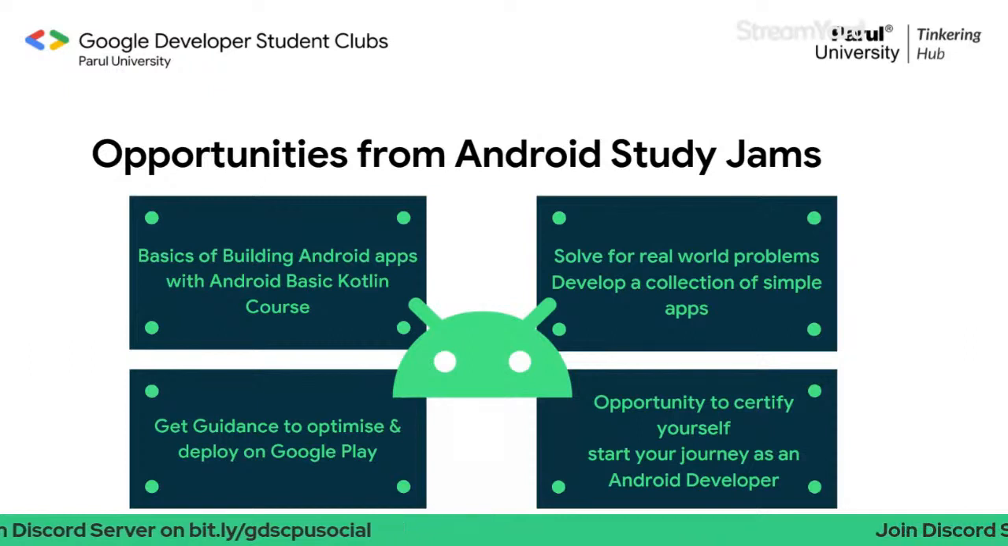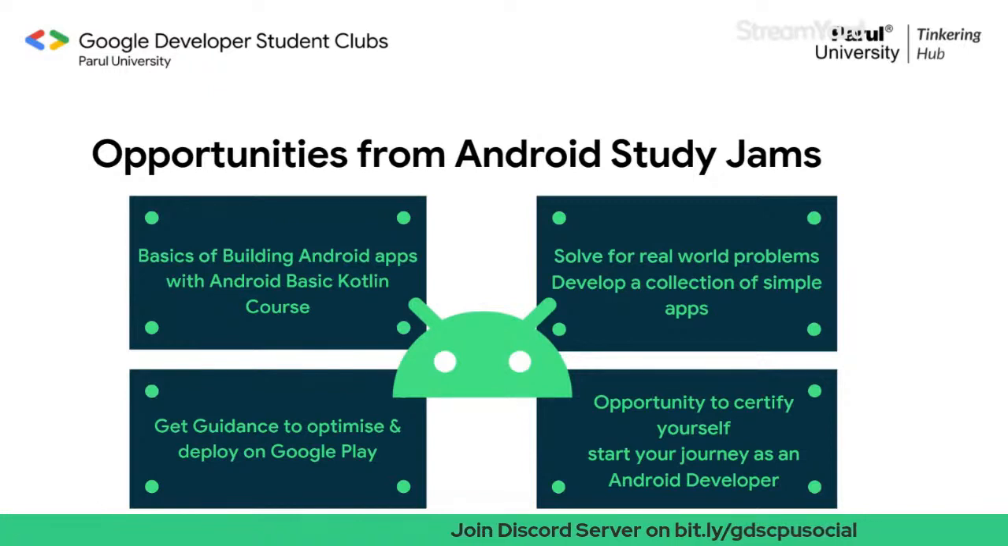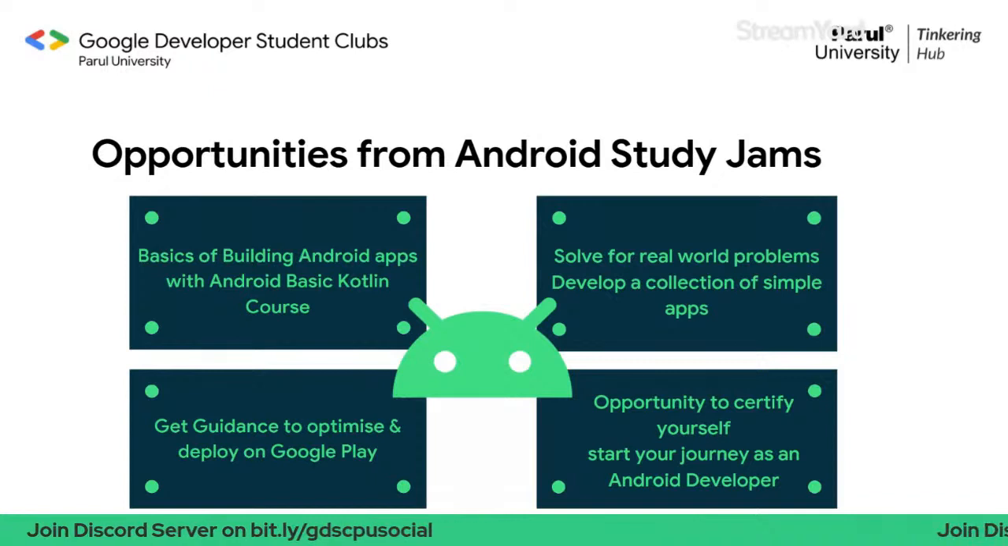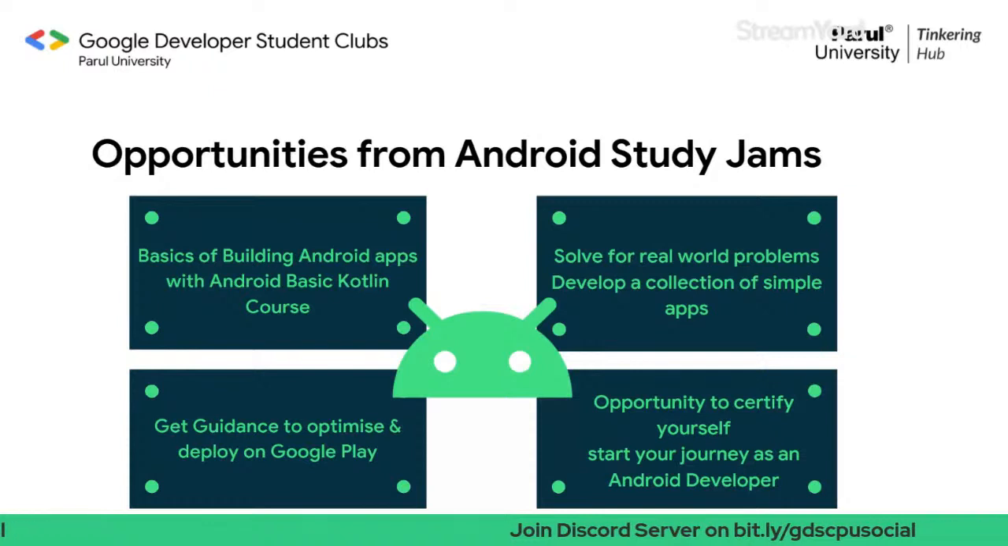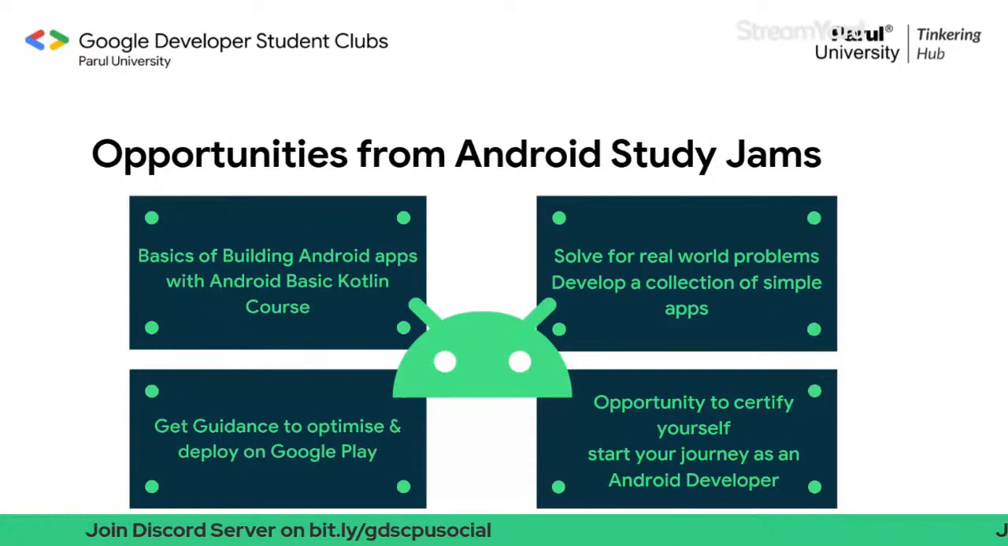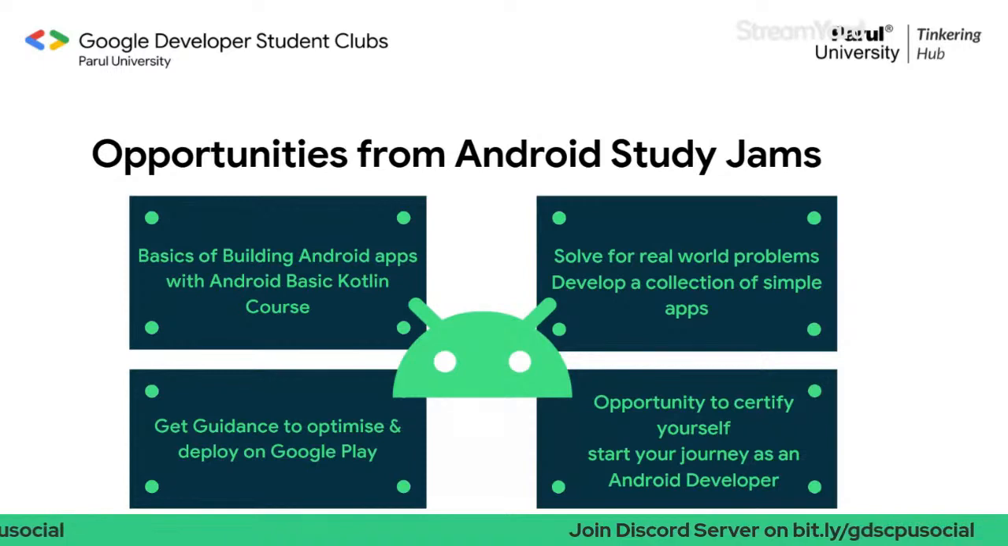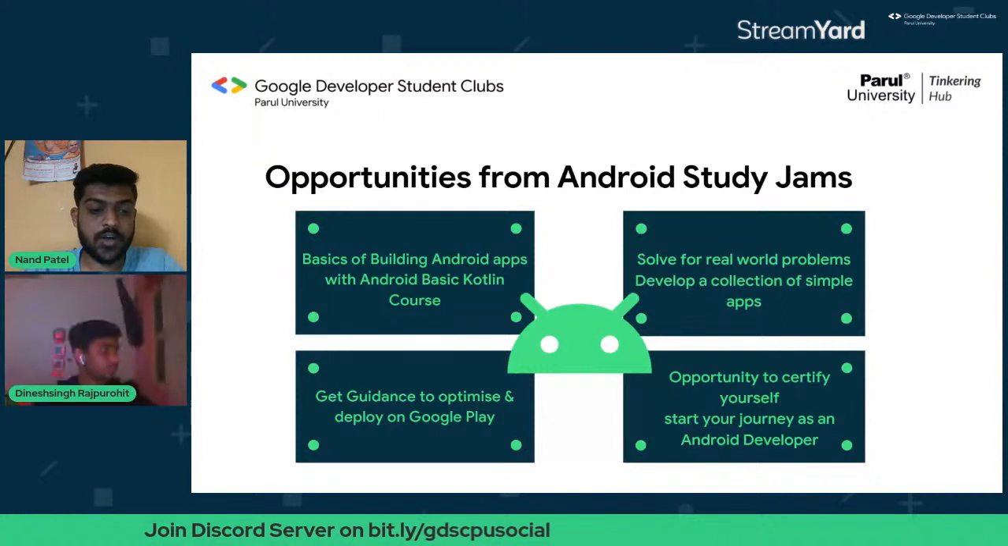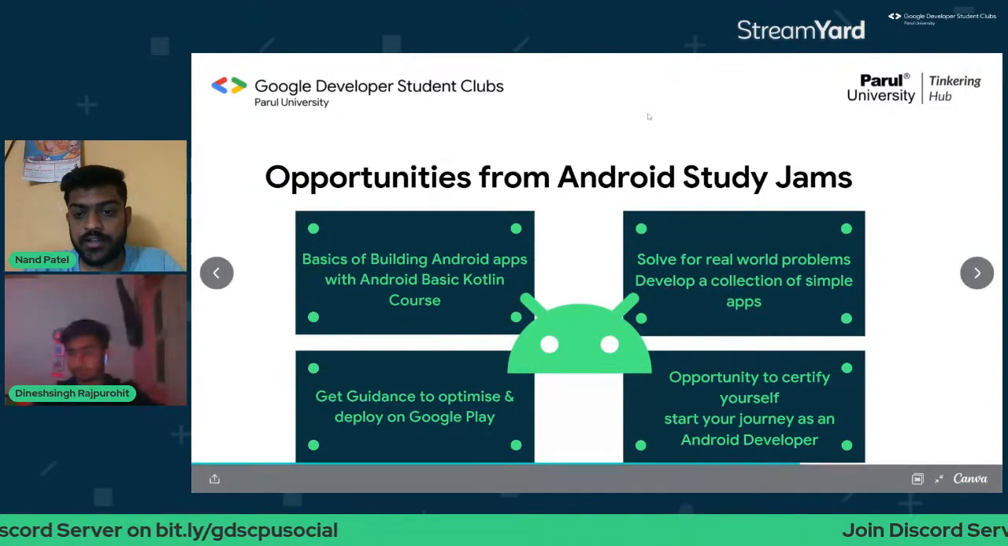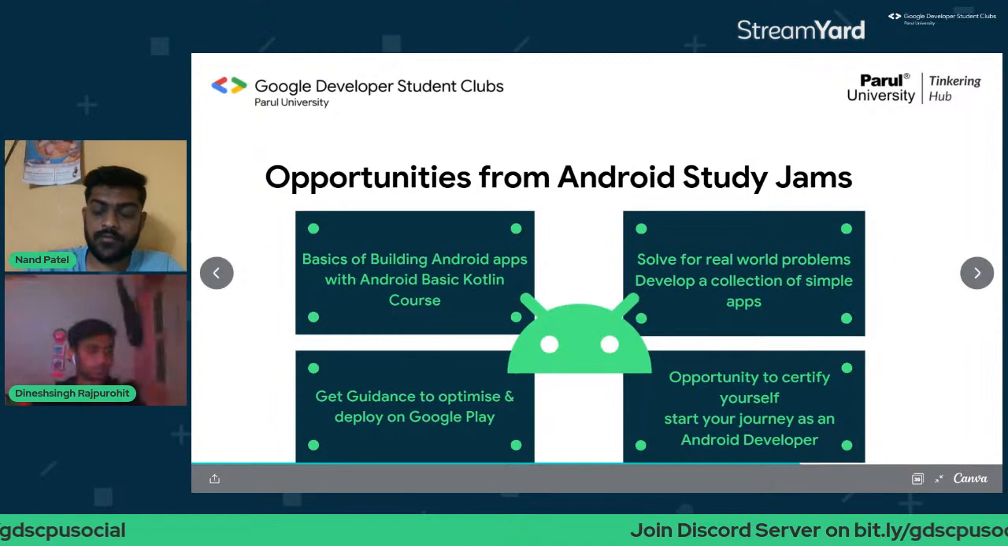So the opportunity from the Android Study Jam is like the base. You have to learn the basics of building Android apps with the Android Kotlin course over there, to solve real problems by developing a collection of simple apps that guide you to optimize and deploy on Google Play. With the opportunity to get certified, you can start your journey as an Android developer. You can also take the certification exam from the Android Study Jam itself.